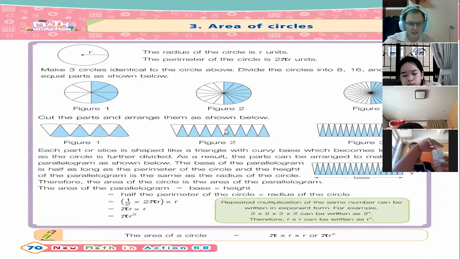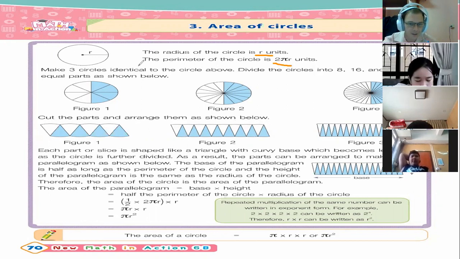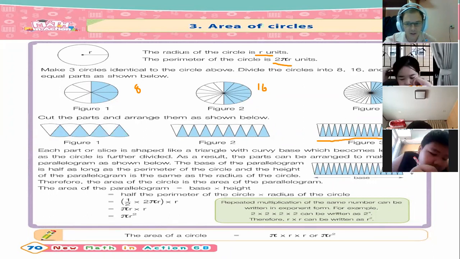So let's have a look at what they are trying to tell us here. The radius is always R and the perimeter is 2 pi R. That's the formula. So here we can make 3 circles and divide them into 8, 16, and 32 equal parts. You can cut the parts and arrange them as follows. So if you cut them, you can line them up to look like this. So now they're just a bunch of triangles.